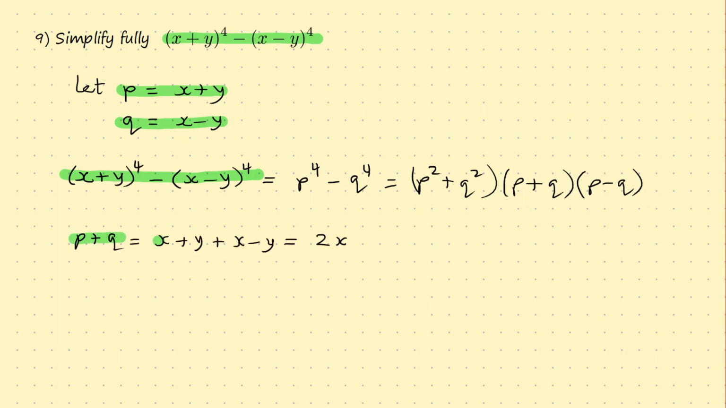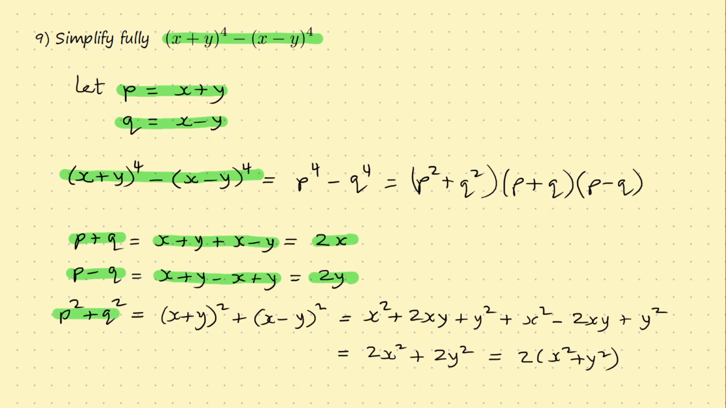p plus q equals x plus y plus x minus y, which equals 2x. p minus q equals x plus y minus x plus y, which equals 2y. p squared plus q squared equals (x plus y) all squared plus (x minus y) all squared, which equals x squared plus 2xy plus y squared plus x squared minus 2xy plus y squared, which equals 2x squared plus 2y squared, since this term and this term cancel, which equals 2 into (x squared plus y squared).